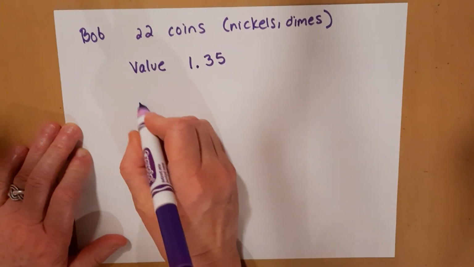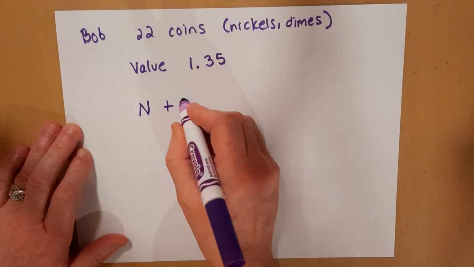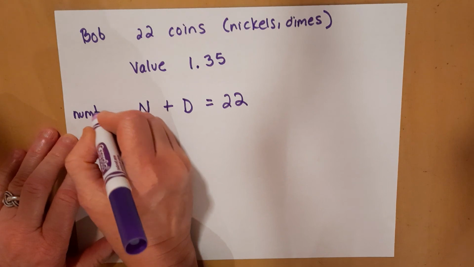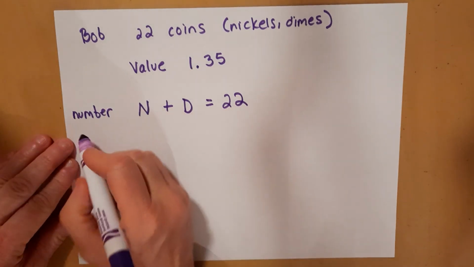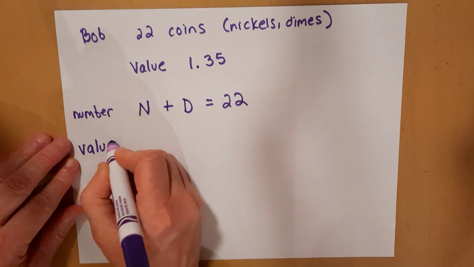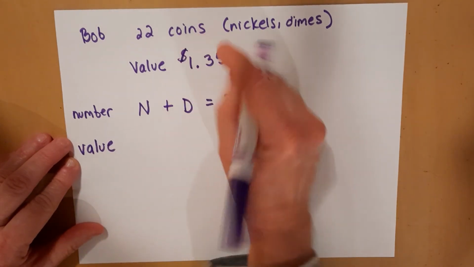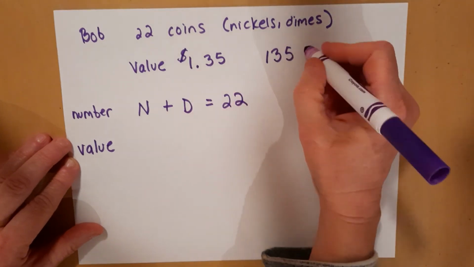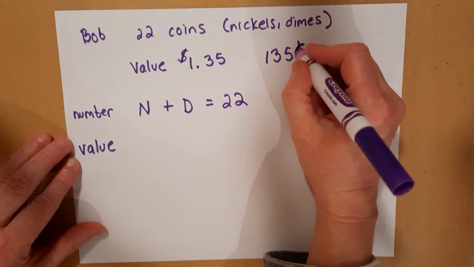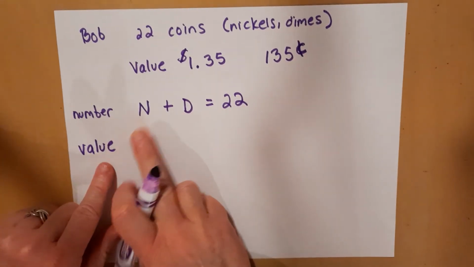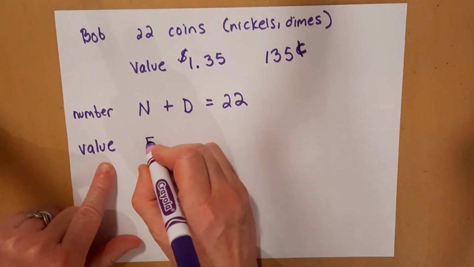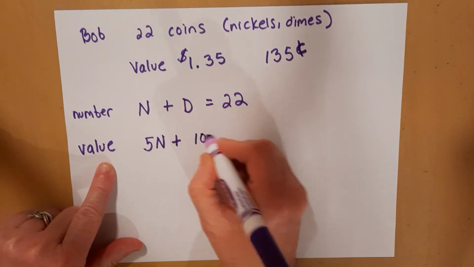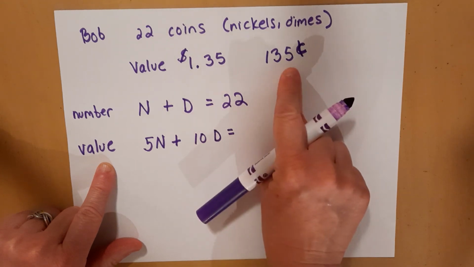So we want to do nickels plus dimes equals 22. That's our equation that tells us the number. We also need to come up with an equation that gives us the value. Now remember, I like to change it from dollars to cents. It's easier to work with. So $1.35 becomes 135 cents. Once we change that, the value of nickels, they're 5 cents for every nickel, so 5N, 10 cents for every dime, plus 10D, and the value is 135.